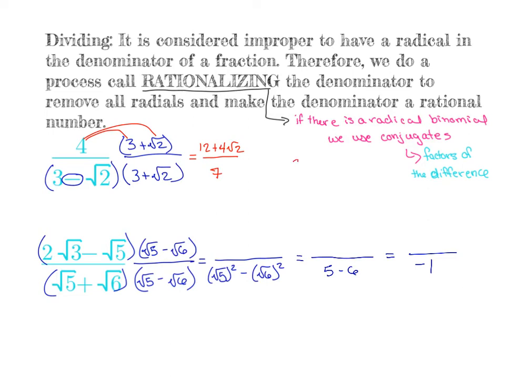we can set this up here. 2 square roots of 3 minus the square root of 5. And then the square root of 5 minus the square root of 6. Multiply these, we get 2 square roots of 15 minus the square root of 5 squared minus 2 square roots of 18, and also plus the square root of 30. So we know the square root of 30 isn't going to simplify.